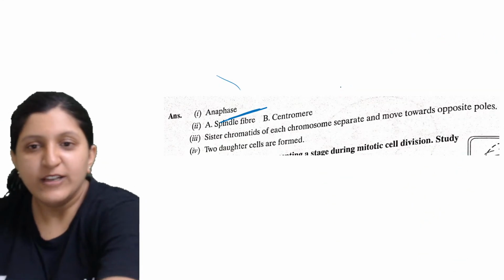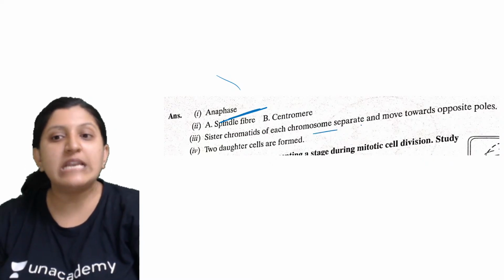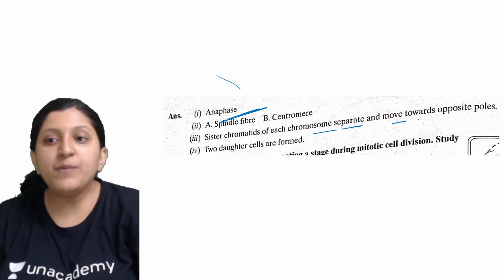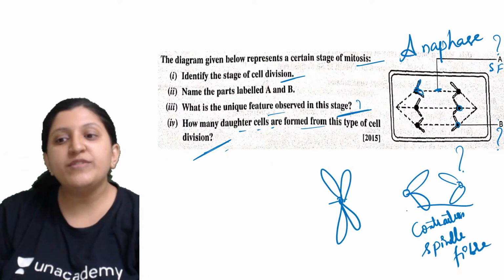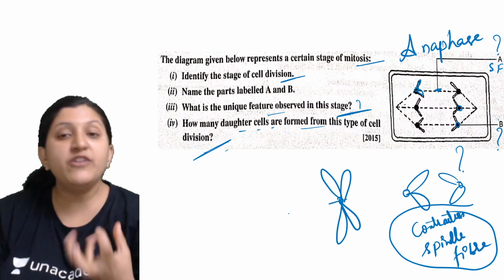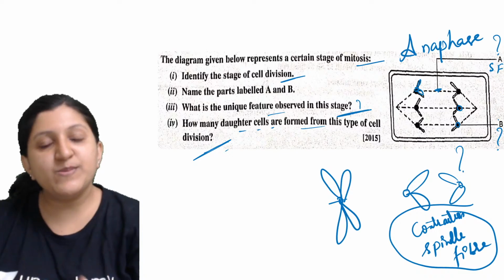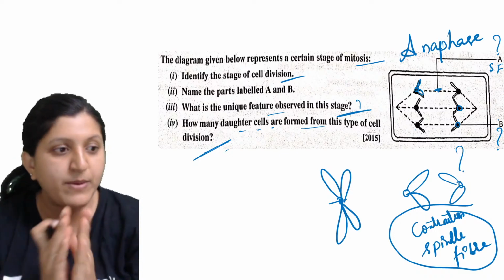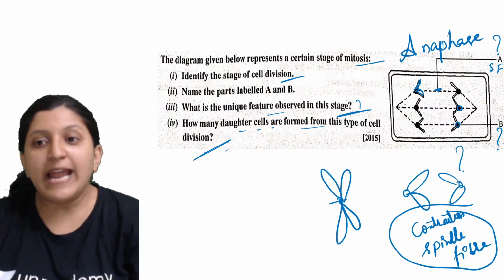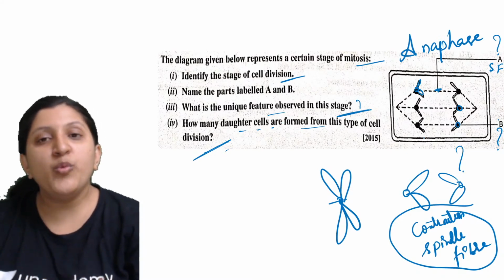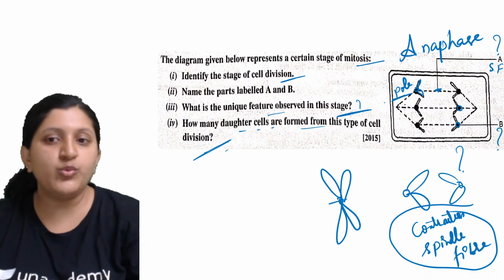So the unique feature is that sister chromatids of each chromosome are separated and move towards the opposite poles. That is because of the contraction of the spindle fiber, the force acting for the separation. So the contraction of the spindle fiber is making the sister chromatids separate, which means the sister chromatids are moving towards the pole. The movement is occurring towards the pole now.